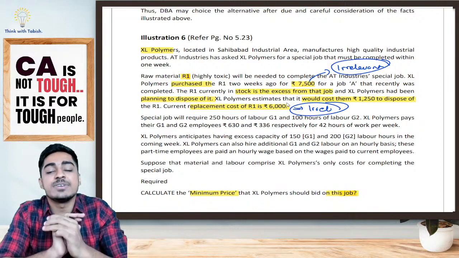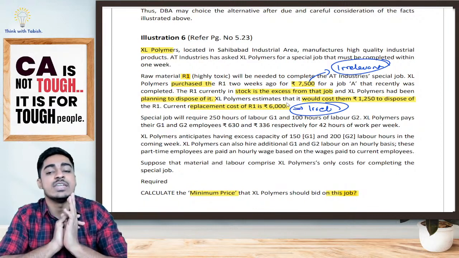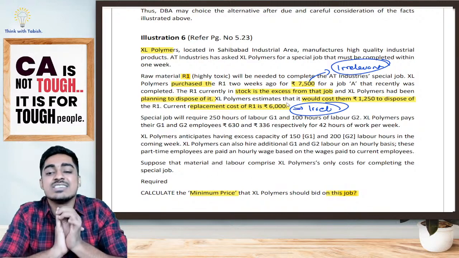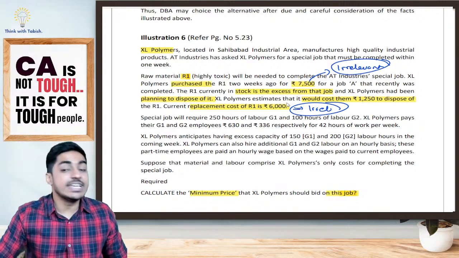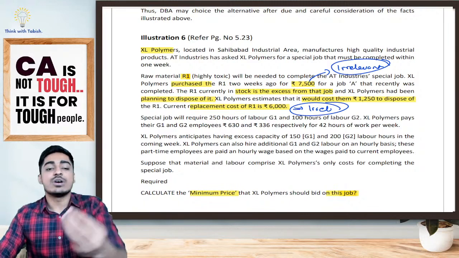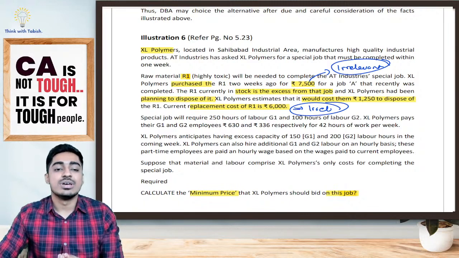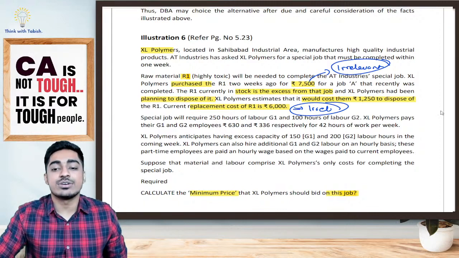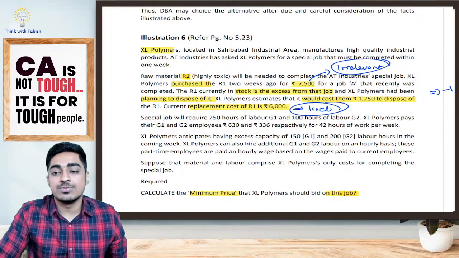Do we have any benefit from alternate use? No, we don't have any benefit from alternate use. What is the realizable value? Realizable value is negative 1,250. We have to pay 1,250 rupees. He is not giving us anything; I have to pay 1,250. So my relevant cost is negative 1,250.